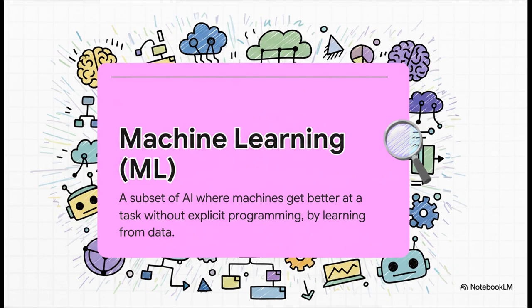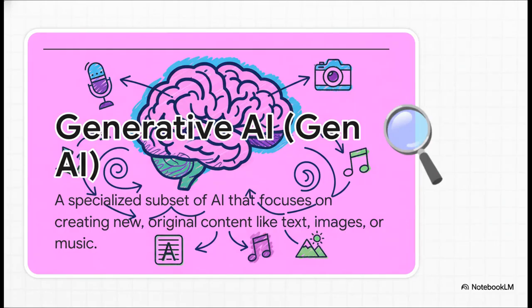Okay, now, inside that universe, we have machine learning, or ML. And this is where things get really, really cool. Instead of a programmer writing rules for every single little thing, these systems, they learn from data, just like we do. They spot patterns and get better at a task all on their own, just by doing it. And that brings us to the star of the show today, Generative AI, or Gen AI. This is a special kind of AI that doesn't just understand or analyze data, it creates brand new, original stuff. We're talking text, images, music, even code. It's not just a thinker, it's a creator, a total game changer.